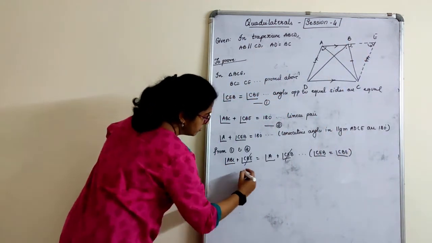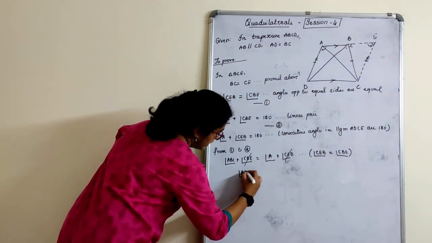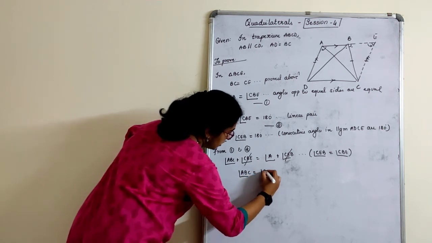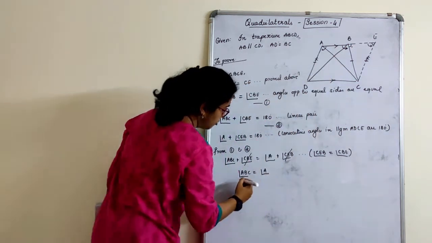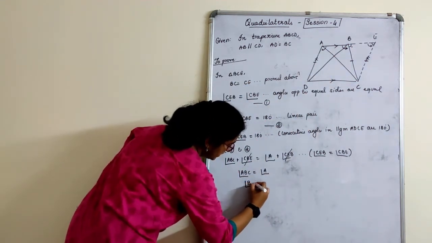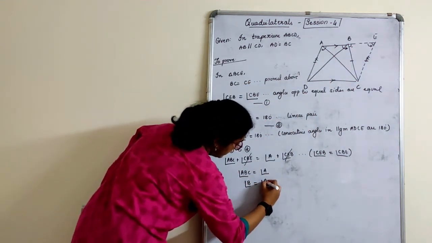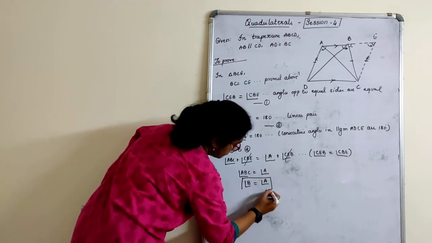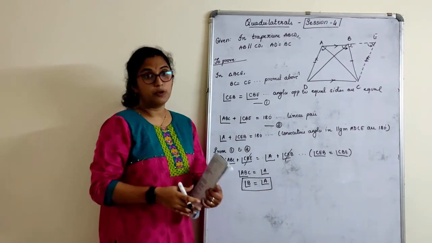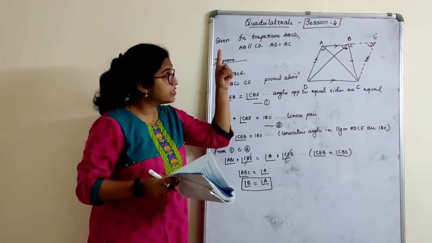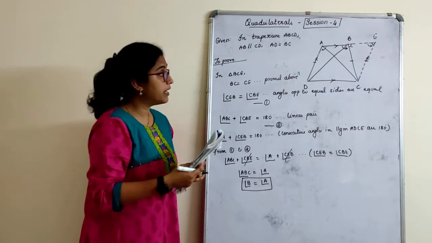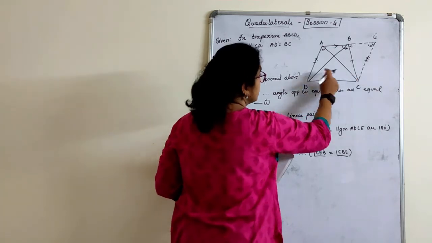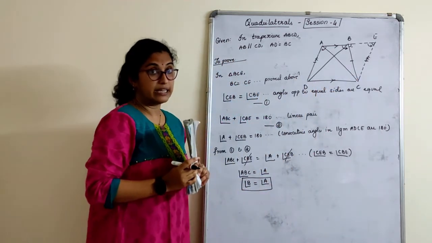What is left out? Angle ABC is equal to angle A. Angle ABC is this one, children. How do you read that? Angle B is equal to angle A. We proved first part is over. First part of base angles are equal. We proved it. Now second part we have to prove that angle C is equal to angle D.